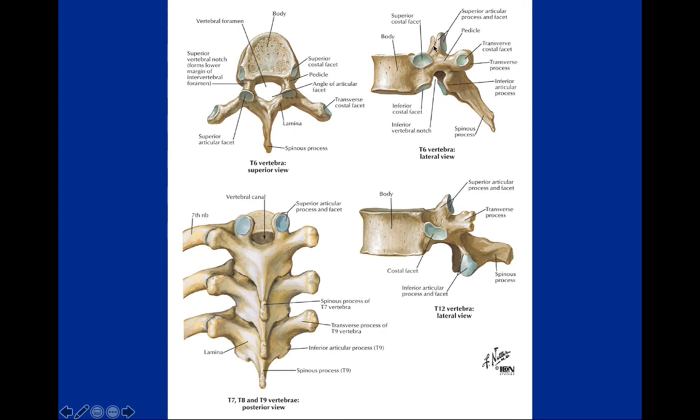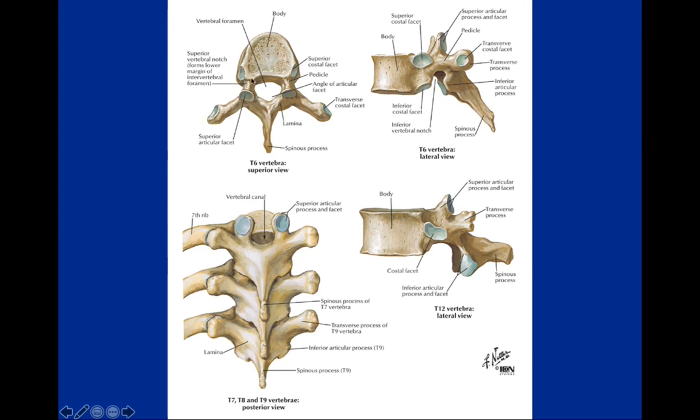So you can see the superior articular process up here, and you'll see the superior articular facet, which can be found just on that. We'll also see the transverse process and the transverse costal facet, which can be found here. And then we'll have our superior costal facet, and we also have an inferior costal facet, because each rib will articulate between two different vertebrae.